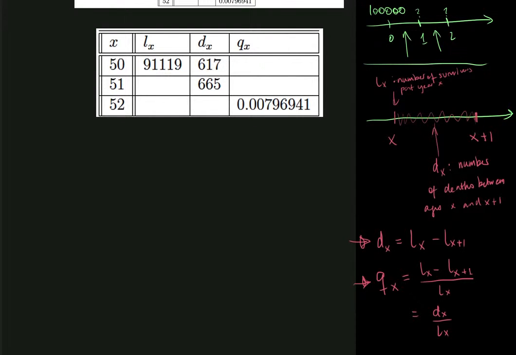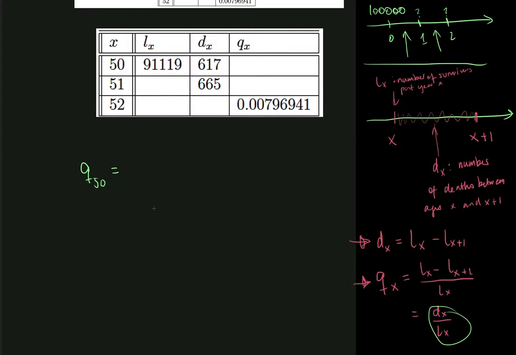Now let us try to fill out the decrement table here using our formula on the side. So how do we do this? Well, let's just start from the first row and see what we can do. If we want Q50 in the first row, well, based on my formula, I can see that I can use D50 and L50 to find that.